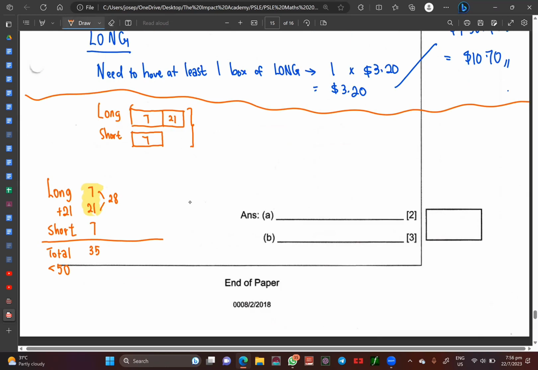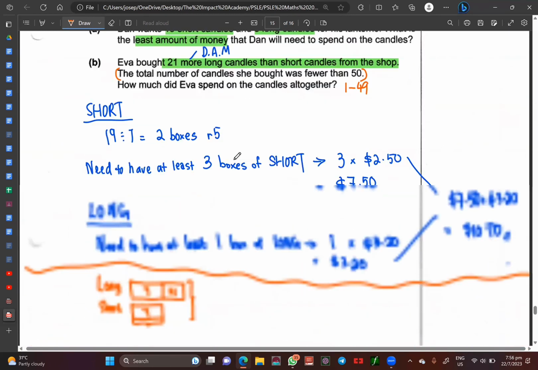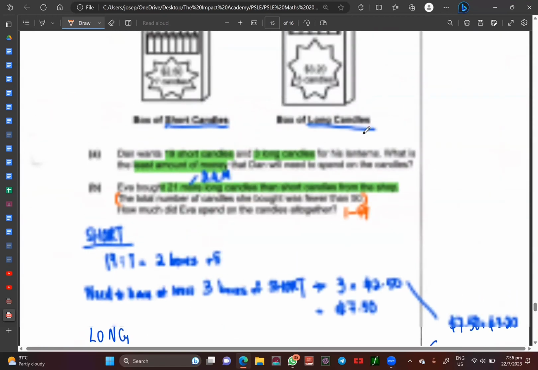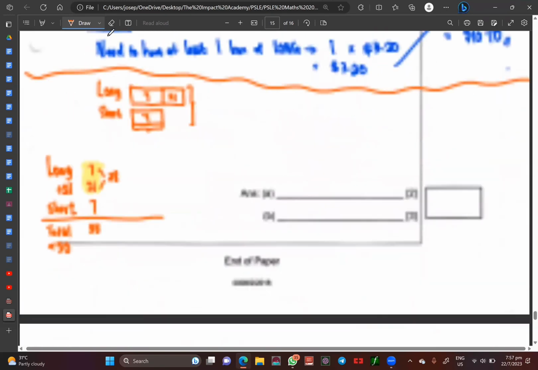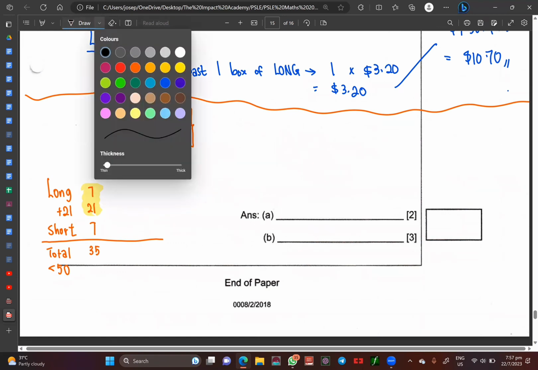From here to here is 28, correct? This is 7. For the short candles, it has to be in boxes of 7, and for the long candles, it has to be in boxes of 5. So this is not true because 28 is not divisible by 5. So this one cannot. I'm just going to cancel it away.